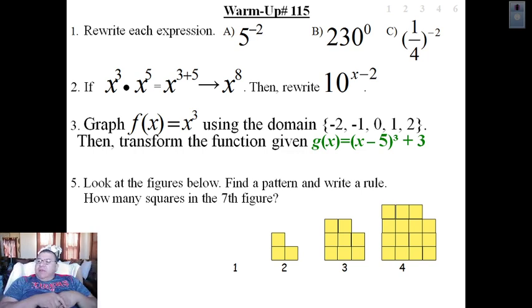So let's get started. Warm up 115, and it's the continuation that we started the other day. Rewrite each expression. Part A is 5 to the negative 2. Part B is 230 to the 0 power. Part C is 1/4 to the negative 2 power. Number 2: if x to the third times x to the fifth equals x to the 3 plus 5, which is x to the eighth, then rewrite 10 to the power of x minus 2.